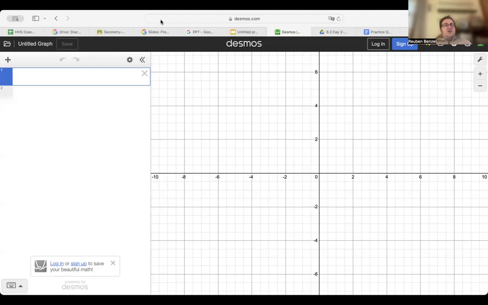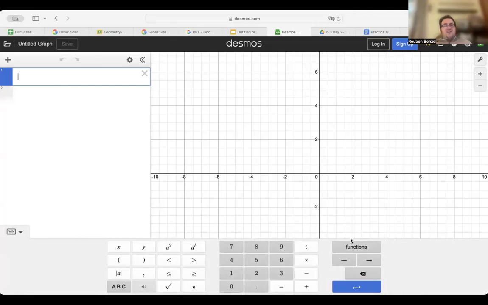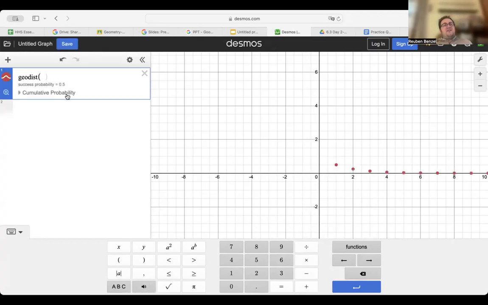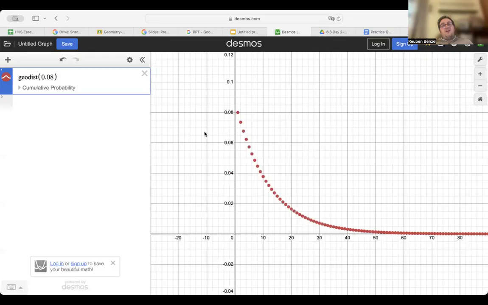Okay, so over here, we have our Desmos, and you can find the geometric distribution in the same place as the other distributions. There's the normal, the binomial, and then the geo distribution, and they have a success probability that you have to put in. The default is 0.5. So if you're not given a probability and it has a geometric type of character, use 0.5. But in the geode problem, we're using a p-value of 0.08. And I'm going to do my little zoom fit.